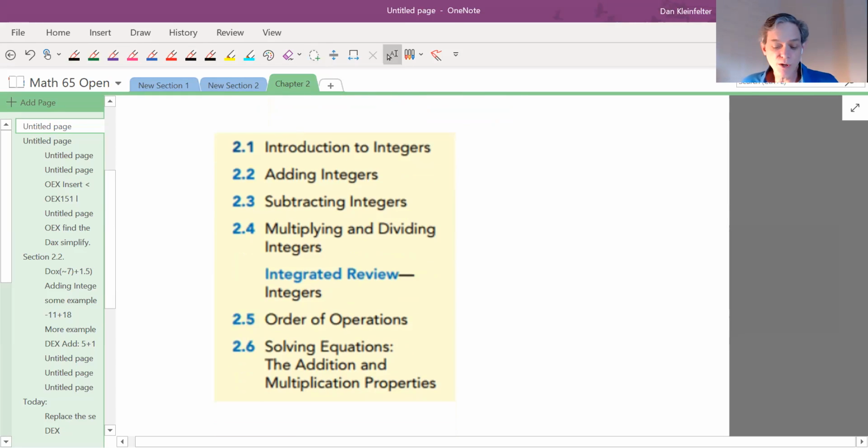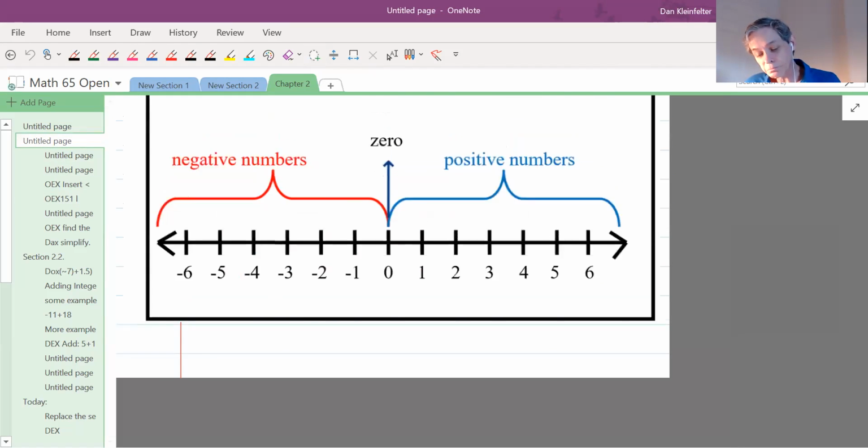Okay. Section 2.5 is about order of operations. Again, we did order of operations with whole numbers. Here we're going to see it again. Fortunately, it's the same set of rules you had before. It's just that now the numbers won't all be positive. We'll have some negative numbers in there. Section 2.6 has to do with solving some equations. Okay, so we'll see that when we get there. So let's go ahead and get started with section 2.1.